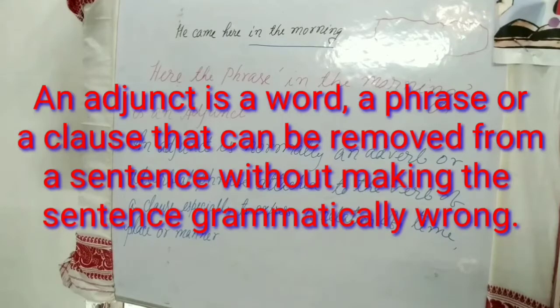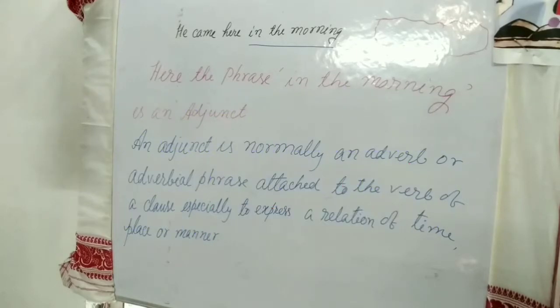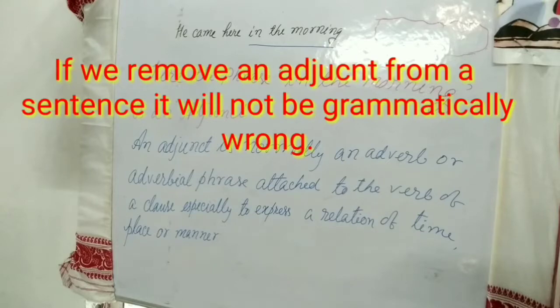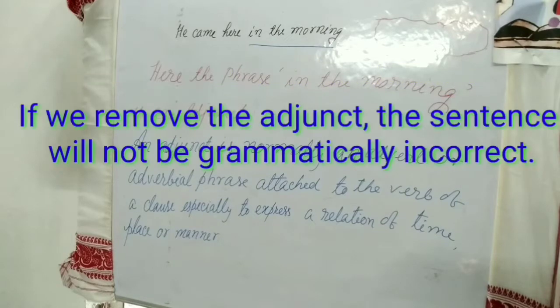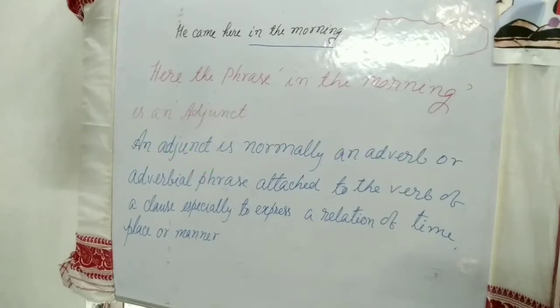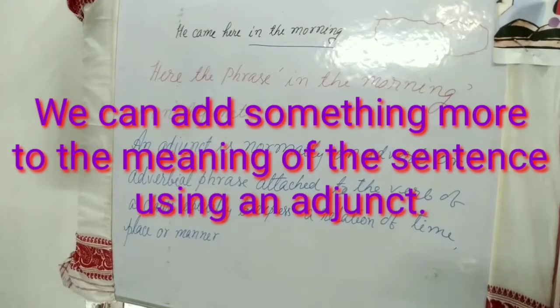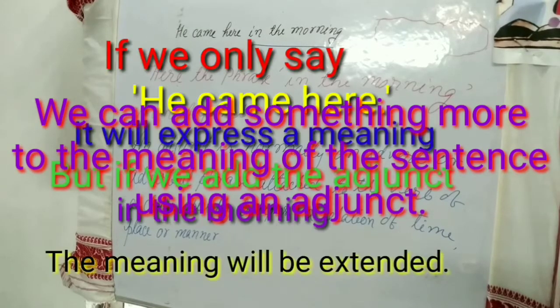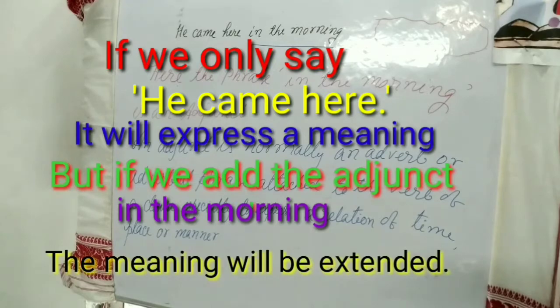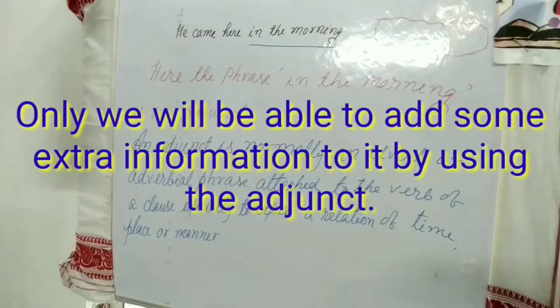An adjunct is a word or a phrase or a clause that can be removed from the sentence without making the sentence grammatically wrong. That means if we remove the adjunct, the sentence will not be grammatically incorrect. For expressing a meaning, adjunct is not a compulsory part. We can extend the meaning of the sentence and add something to the meaning of the clause by using the adjunct. If we say "he came here" without "in the morning", it can also express a meaning.